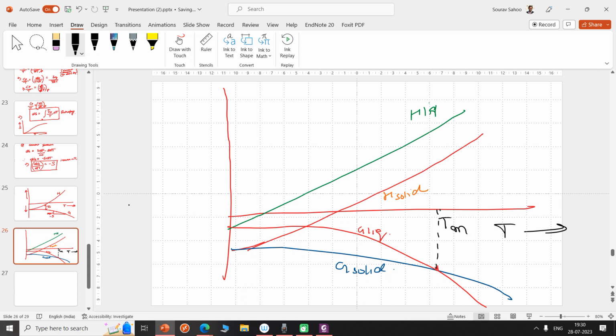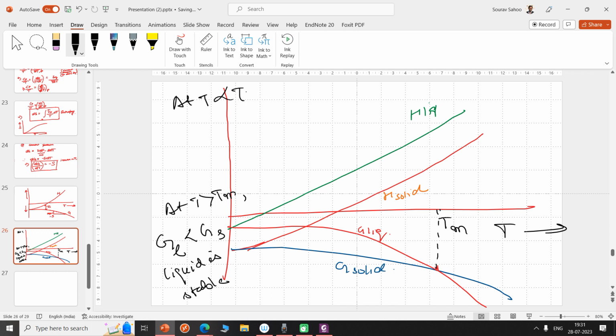Right. So at this point, what happens is at T greater than Tm, my G liquid becomes lower than G solid. You can see that the red curve is below. It's more negative than G solid. So that's why my liquid is stable. It's in stable equilibrium. And at lower temperatures, you can see G solid is lower than G liquid, so solid is stable.